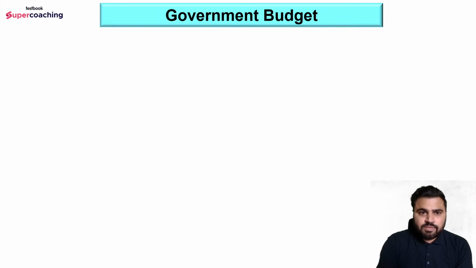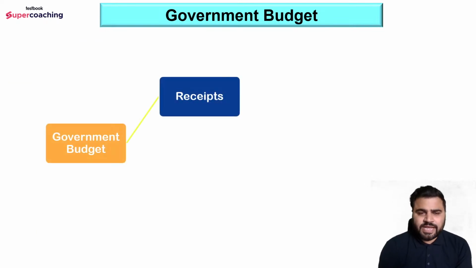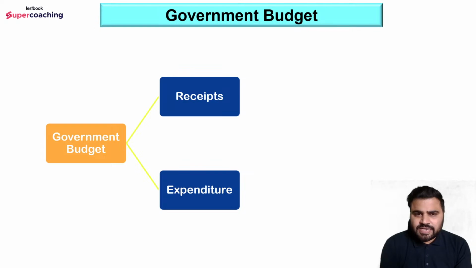Okay, moving ahead. Now if I tell you about the government budget, same as we have discussed, government receipts and government expenditure, this is what we have discussed: that on one side money is coming to the government, and that money the government is spending somewhere.